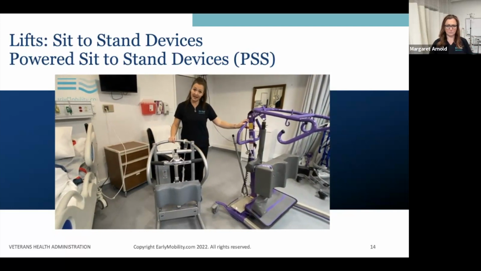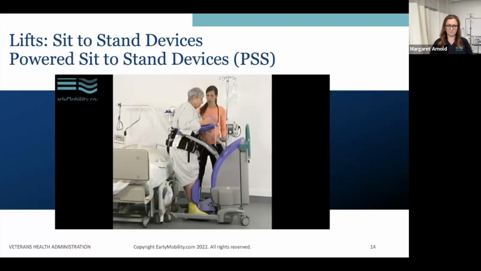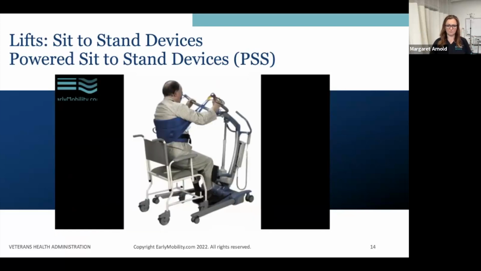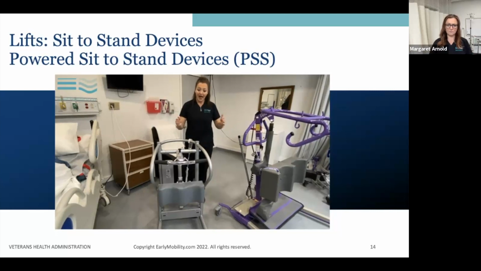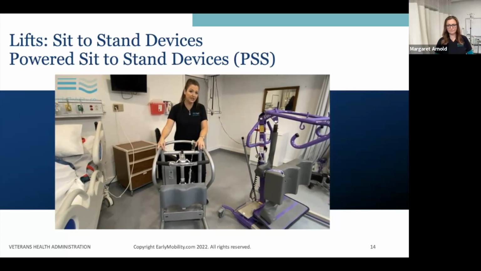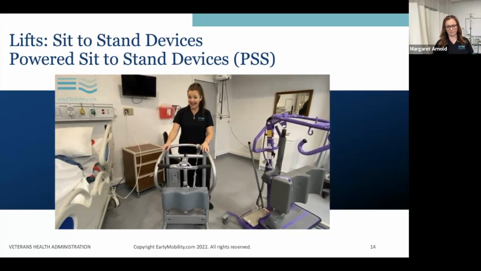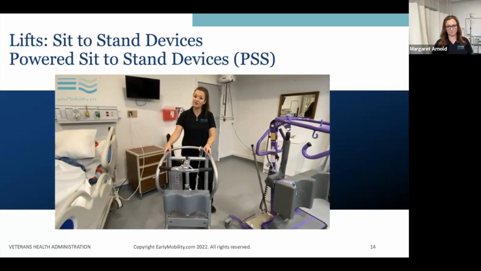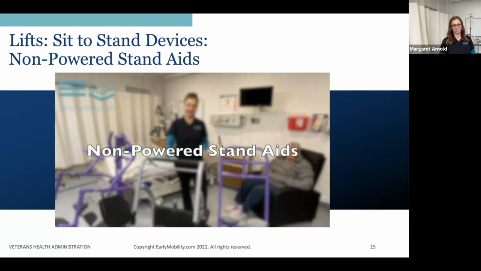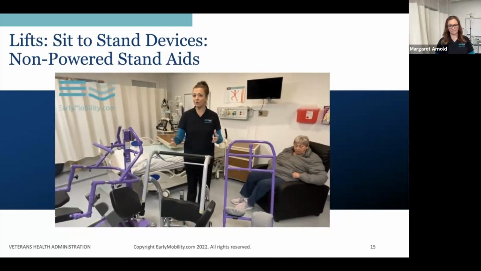Powered sit-to-stands have differing features that when you do equipment fairs, you want to make sure you understand all the differences and the features that are going to be beneficial for your patient population in your particular environment and care setting for the tasks and the kinds of patients that you're going to need. Non-powered stand aids are similar to the powered stand aids, except there's no motor.